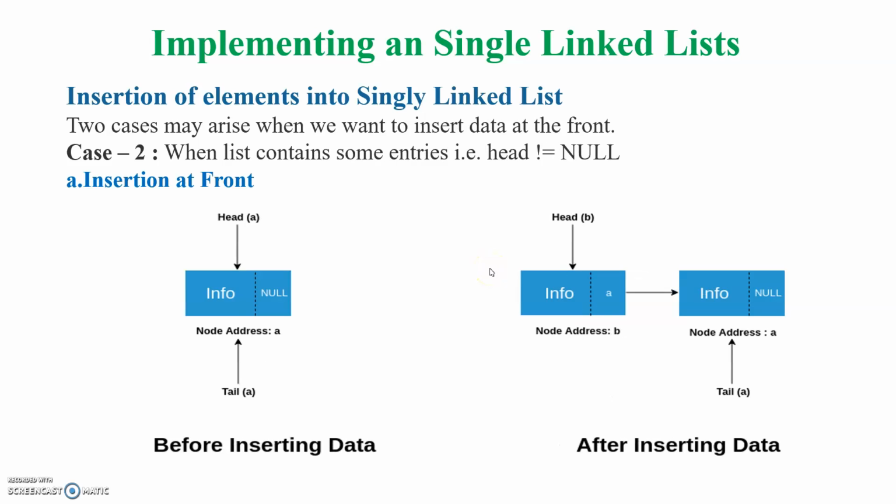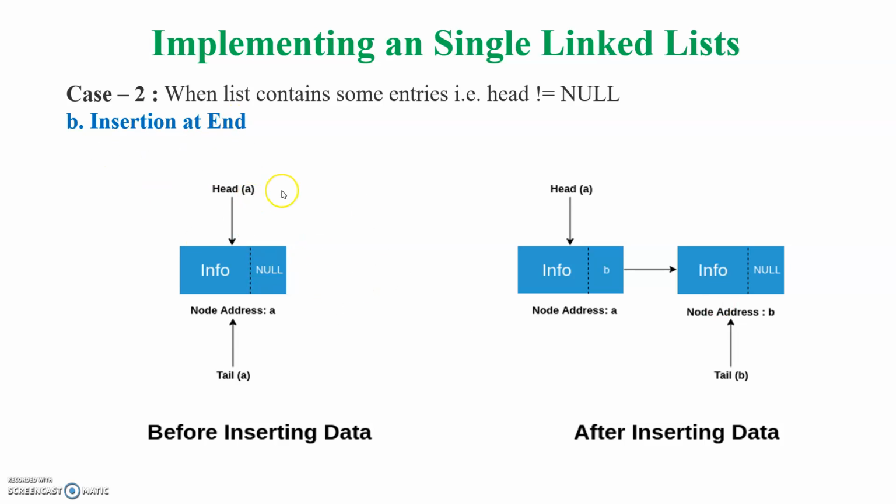In case 2, we assume that there is an element and I am trying to insert a new element at the front of the linked list. In that scenario, the existing scenario is we have a node A where head and tail are pointing, and after inserting a new node B, head is going to point to B. B's next address is going to point to the node A, and the tail is going to point to the node A.